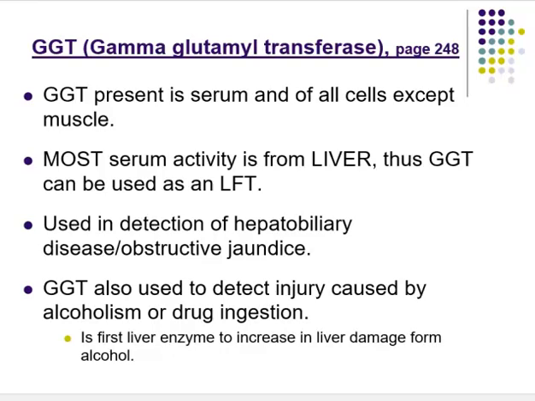Also, GGT can be used to detect injury caused by alcoholism or drug ingestion. It's the first liver enzyme to increase in liver damage from alcohol. So always think about this one and alcoholism, or being used to test patients that have a problem with alcoholism. Our silly little trick to remember GGT is to remember "glug," like you're chugging or drinking.